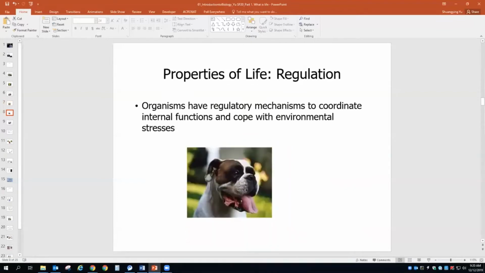Next one, regulation. So organisms have to have regulatory mechanisms to coordinate internal functions or to cope with environmental stresses. So for example, in this picture, you see this dog panting. And when do dogs pant? That's when it's too hot, right? So this is their way to deal with this environmental stress. So this is their mechanism of regulating their body temperature, right, according to the changes in the environment.